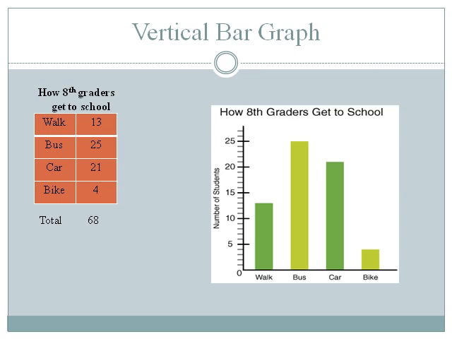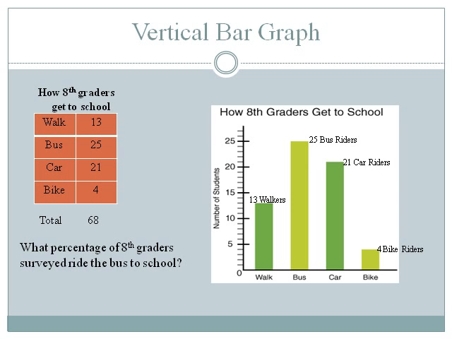From this graph, it's pretty clear how to find the total number for each one. There are 13 walkers, 25 bus riders, 21 car riders, and 4 bike riders, which you can also see from the table. Now the challenging part is to try to take this data and answer some questions about it.